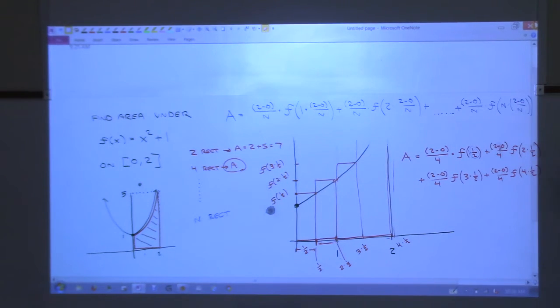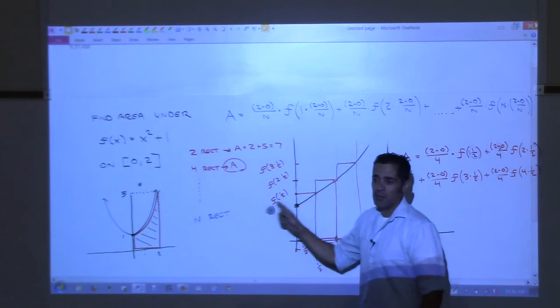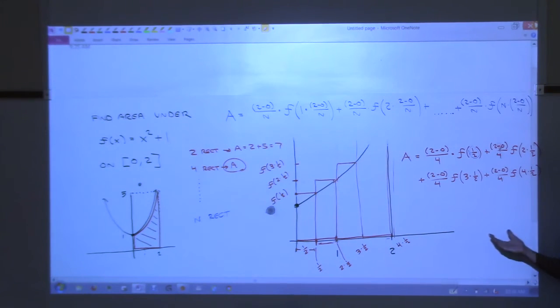Okay, that would be the sum that I would have to do if I wanted to figure out the area with n rectangles. That is known as a Riemann sum, named after the mathematician who developed this idea. It's called Riemann sums. Wow, it's kind of crazy, isn't it?